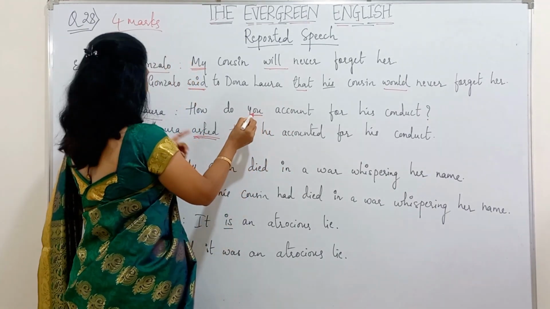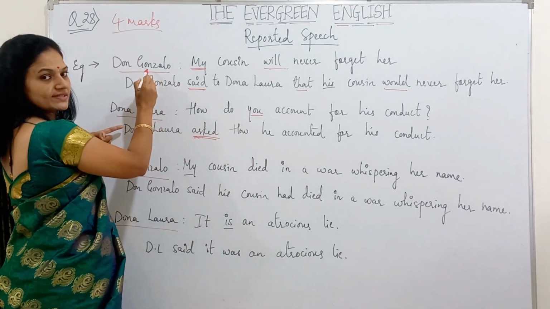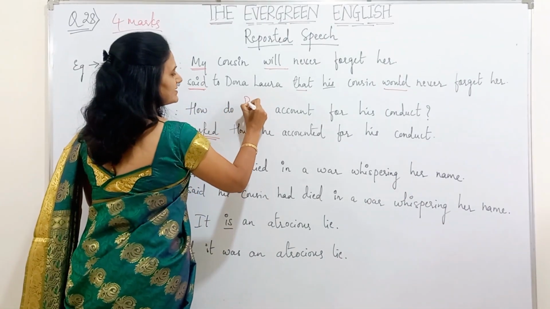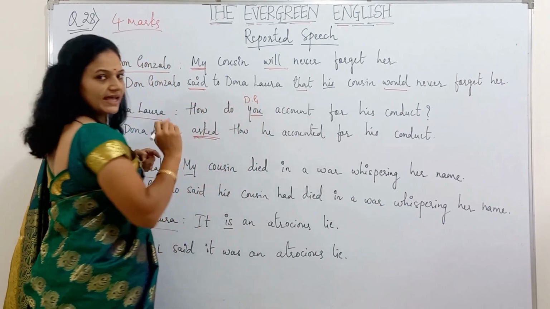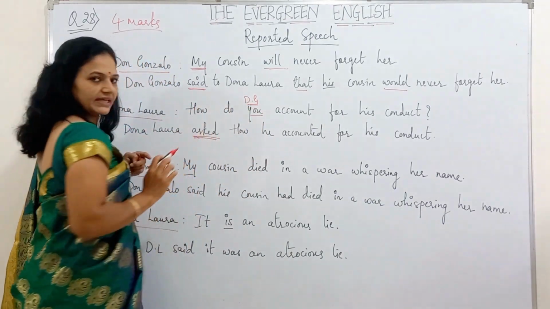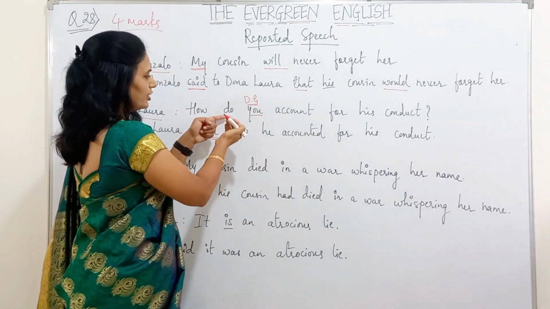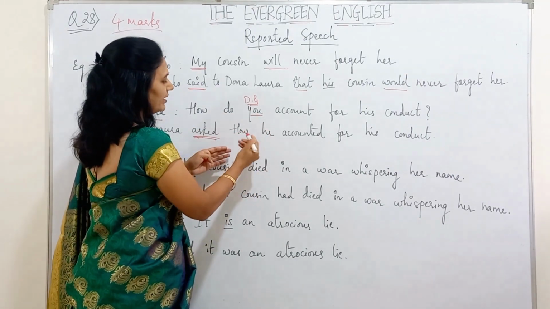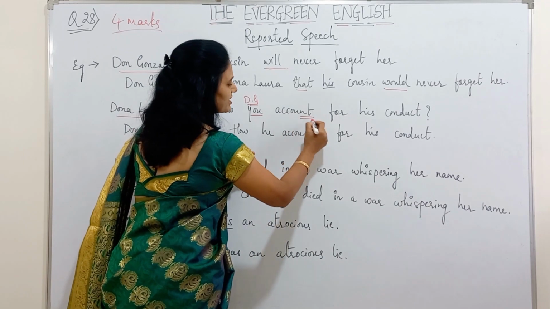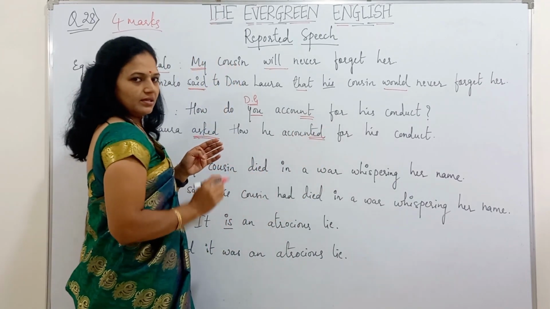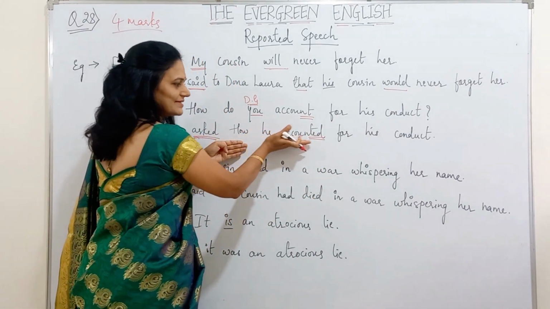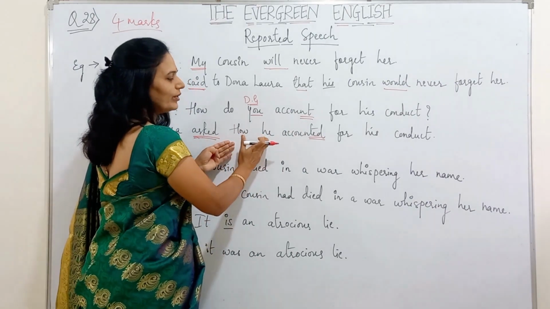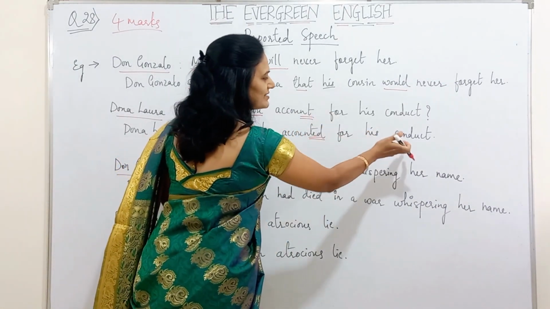You means who here? It is Gonzalo. You means it is Don Gonzalo. For your identification I am writing in short. Okay. Do refers to the simple present tense. How he account changes to accounted. Simple past tense. The sentence should be simple past tense. How he accounted for his conduct.